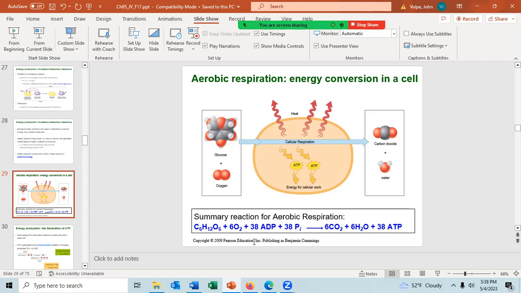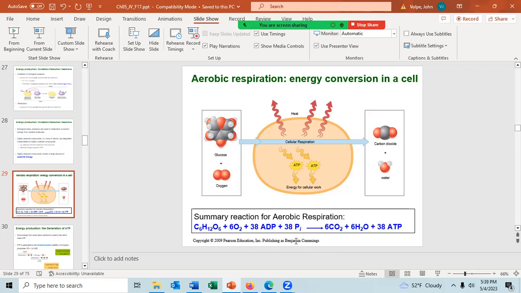All right, here's a summary reaction for aerobic respiration. Glucose, and you should probably know this, C6H12O6, plus 6 oxygen molecules, plus 38 ADP, adenosine diphosphate, plus 38 Pi, where the i just stands for inorganic phosphate, make 6 CO2 molecules, 6 water molecules, and 38 ATP molecules. This is the overall summary equation for aerobic respiration. Any question about any of that?